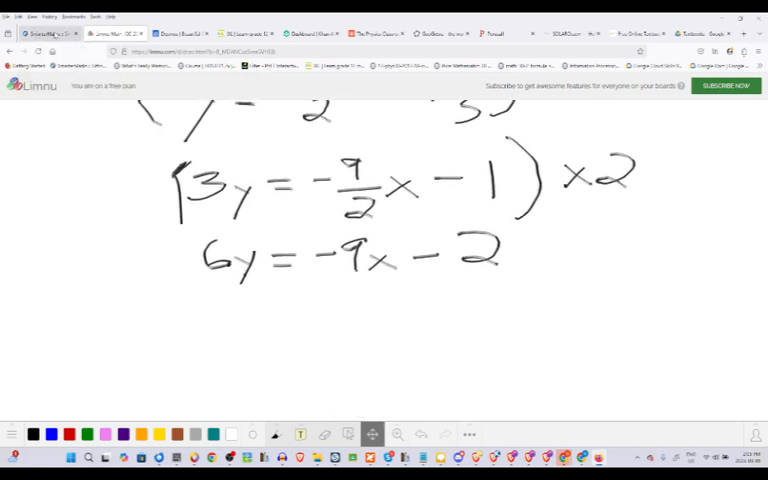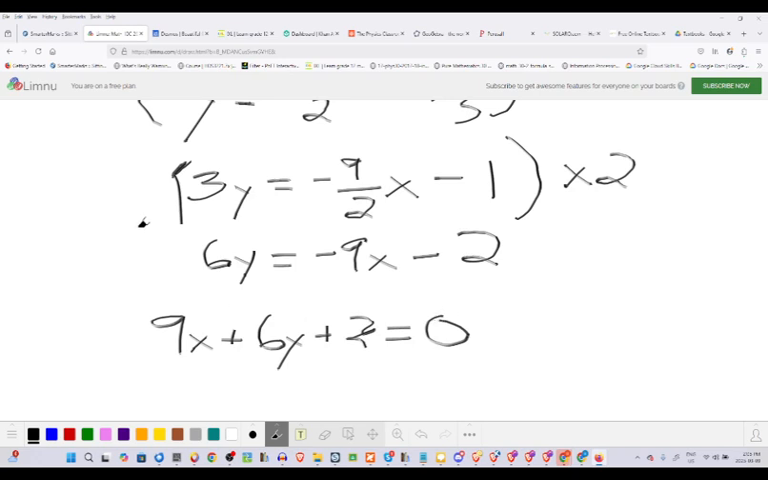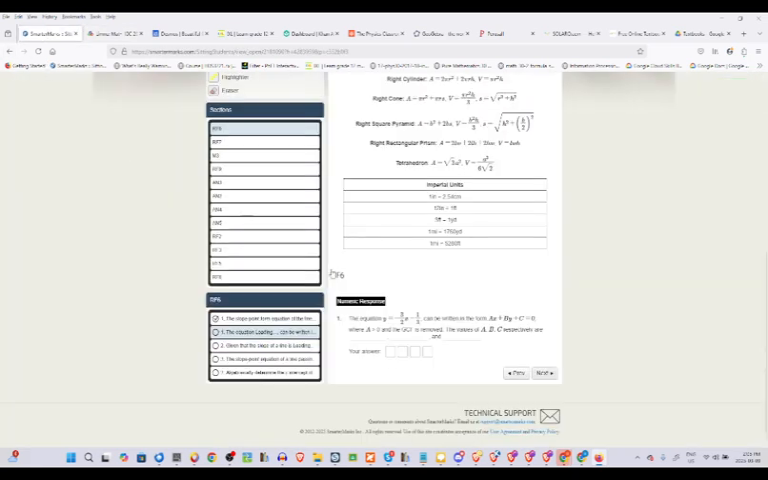Now, the form we're looking for is with everything on one side of the equation, preferably positive. So that's 9x when we move this over by adding 9x to both sides. We do that to get the sign positive, so our 6y doesn't have to change. Now we add 2 to both sides. It cancels on the right and appears on the left. So we get 9x plus 6y plus 2 equals 0 as our solution.